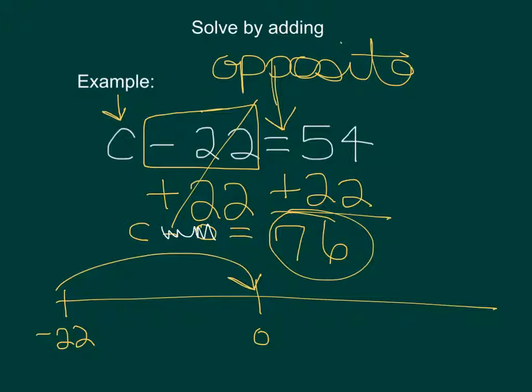To check this, you go back and you plug in your answer for your variable. So 76 minus 22, and we know that this is 54, and it should be equal on both sides for it to check out.